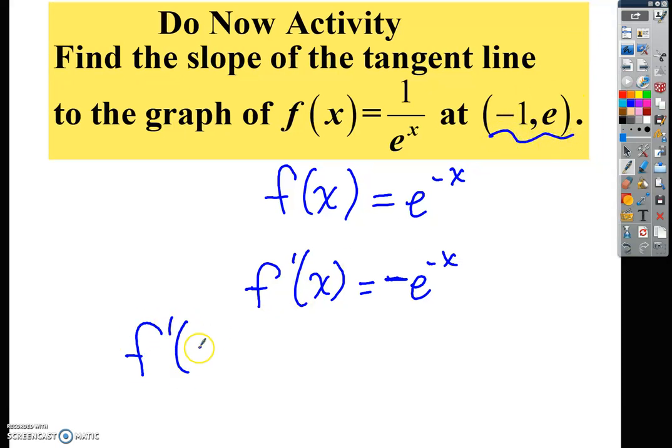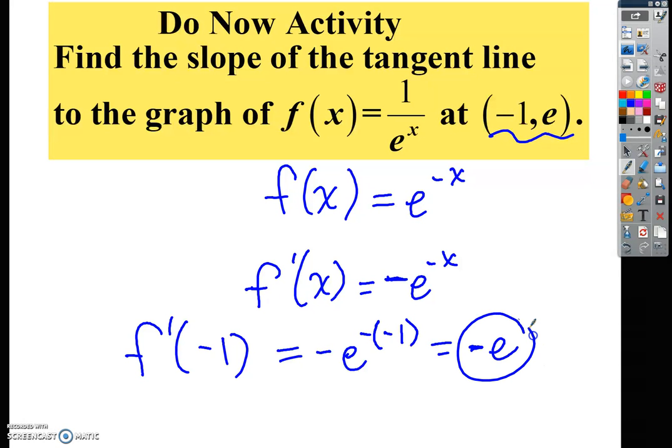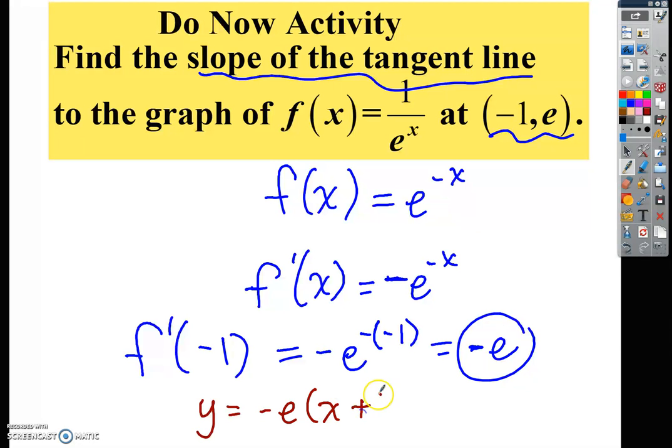So f prime at negative 1 equals negative e to the negative 1, which is negative e to the first power. And so that's our answer. That's our slope of the tangent line, which is what it asked for. And so we're done. If it had asked for the equation of the tangent line, we would write y equals negative e times (x plus 1) plus e. So that's our tangent line. Just for practice, it didn't ask for that. It's good practice stuff.